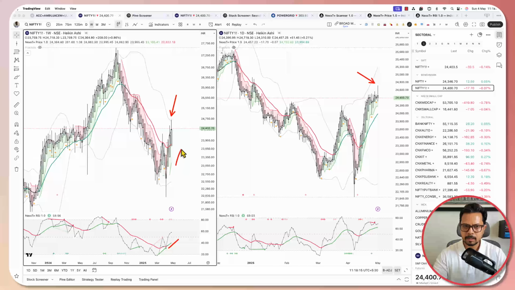So weekly, signs of bullishness are there. It is a bounce back. It is not a bull market chart, which is 45-degree angular on the upside. And so bullish, but cautiously bullish.